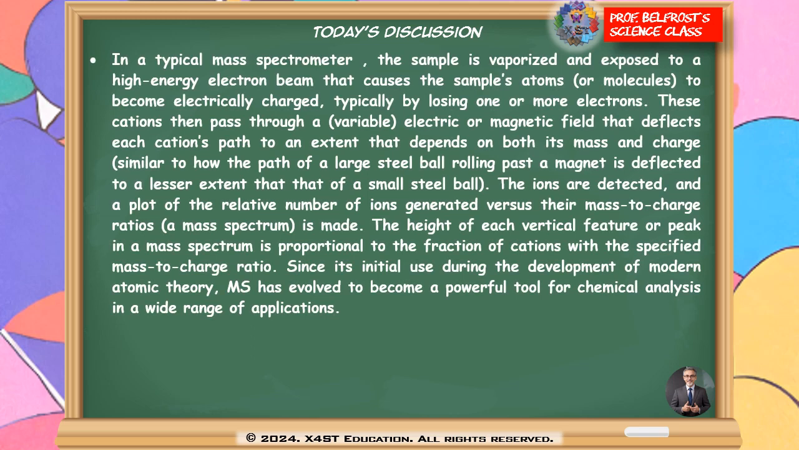In a typical mass spectrometer shown before, the sample is vaporized and exposed to a high-energy electron beam that causes the sample's atoms or molecules to become electrically charged, typically by losing one or more electrons. These cations then pass through a variable electromagnetic field that deflects each cation's path to an extent that depends on both its mass and charge. The ions are detected, and a plot of the relative number of ions generated versus their mass-to-charge ratios is made.